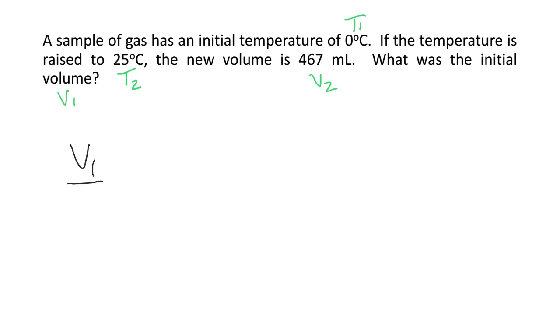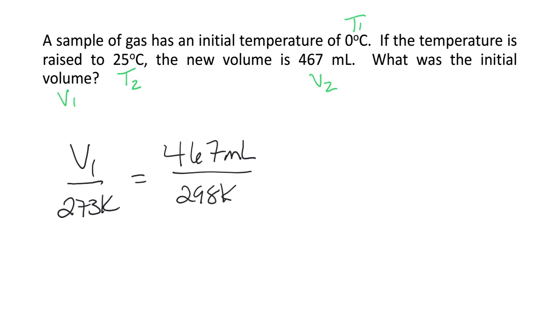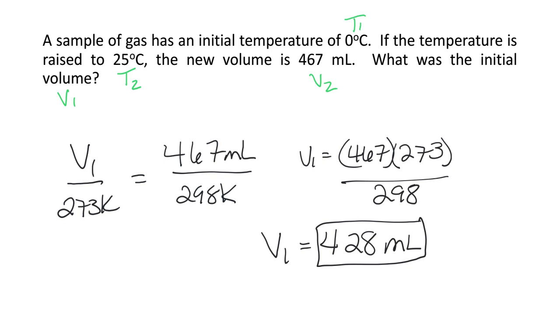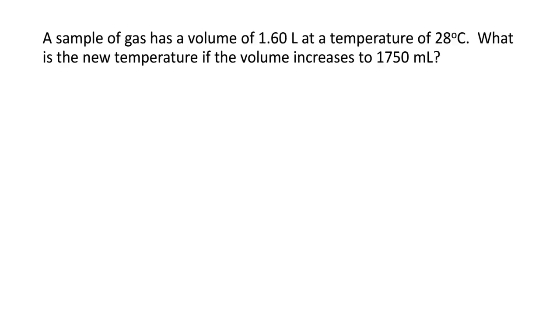So V1 over T1, which is 273 K, equals V2, which is 467 milliliters, divided by 298 K. So V1 equals 467 times 273 divided by 298. V1 is 428 milliliters. Hopefully this is getting easy for you guys. Okay, let's try one more.